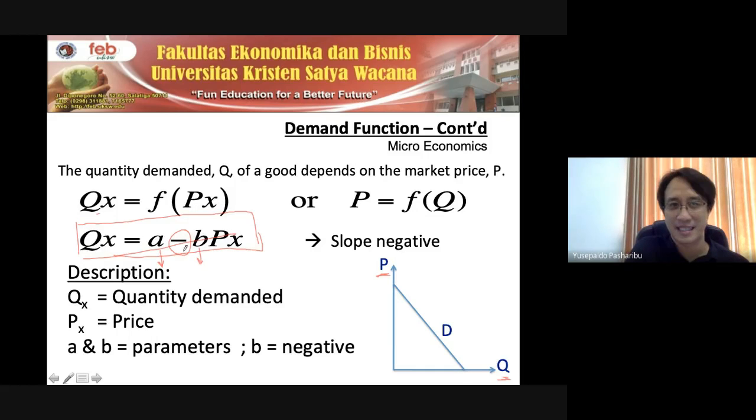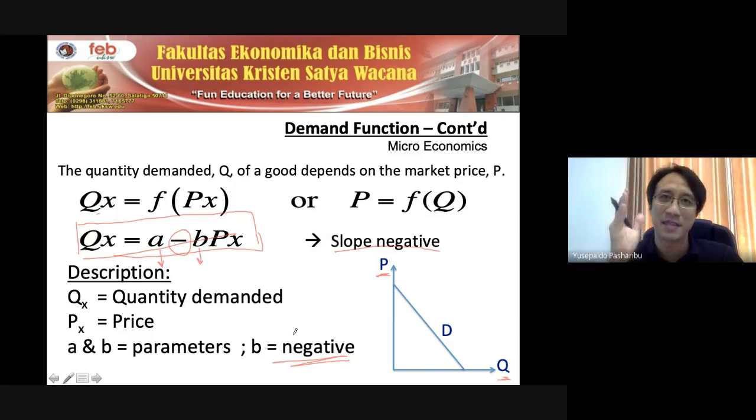Why minus? Because the slope for the demand function is always negative. Q is quantity demanded, P is price, A and B are parameters, and B must be negative. The slope must be negative. Why? Because if the price goes up, then the quantity will decrease. If the price decreases, the quantity increases. So it is negative, or in Indonesian we can call it berbanding terbalik. That's why the slope is negative.